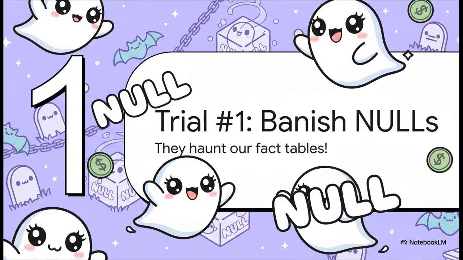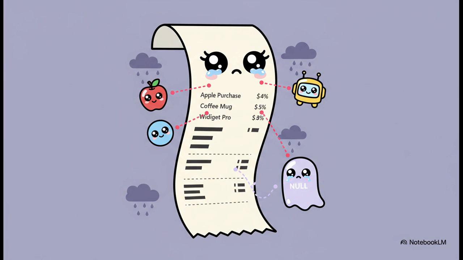Our very first trial is kind of spooky. We have to deal with these ghostly nulls. They just float around on our fact tables, breaking all our connections and making our data so sad and incomplete. Oh my gosh, look at that, a null in a foreign key column. In our world, in dimensional modeling, this is a huge no-no.